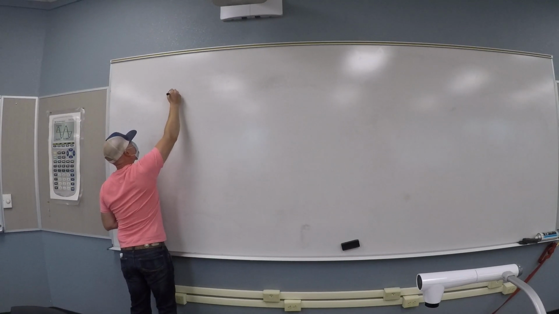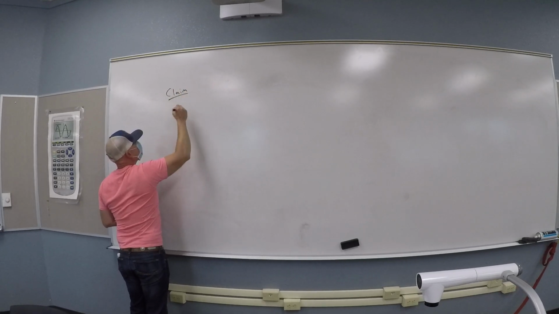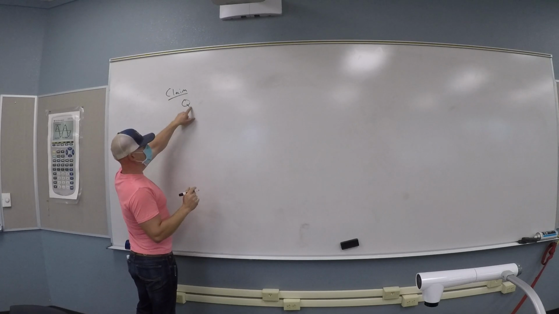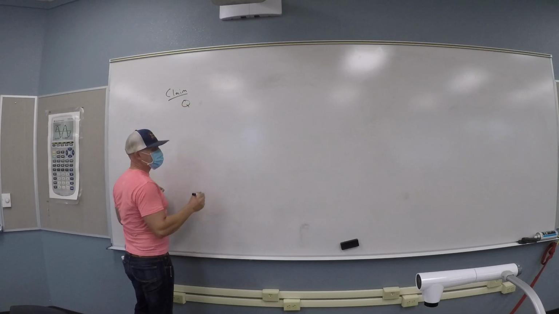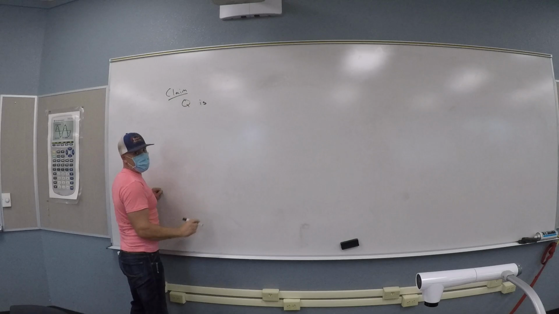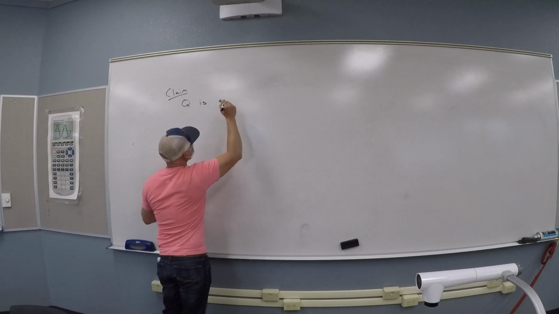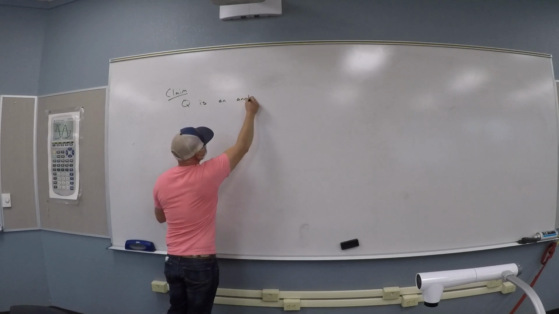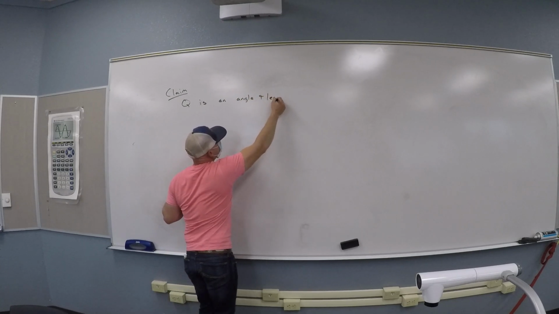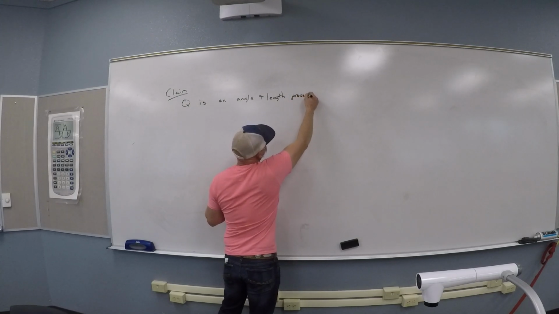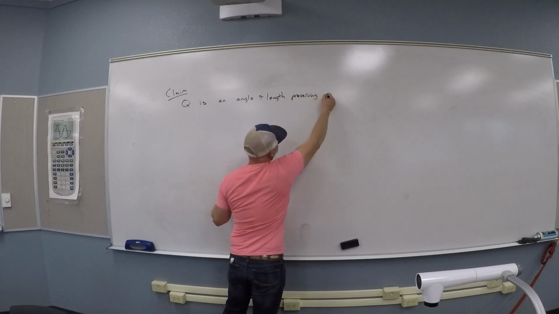Fun claim about Q's. So, the Q's, I'm just going to say Q is, so any of the Q's, right, is an angle and length preserving map.